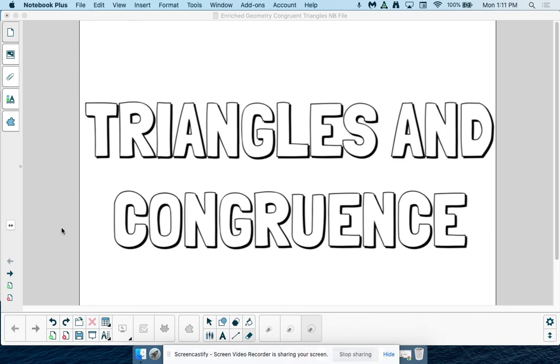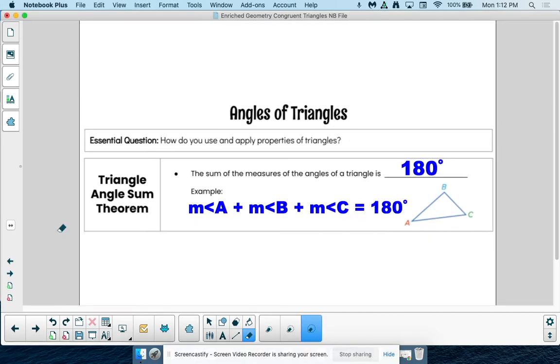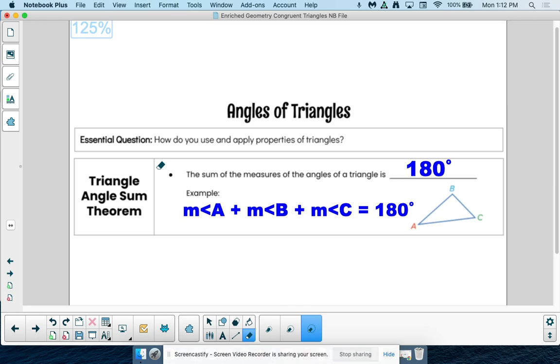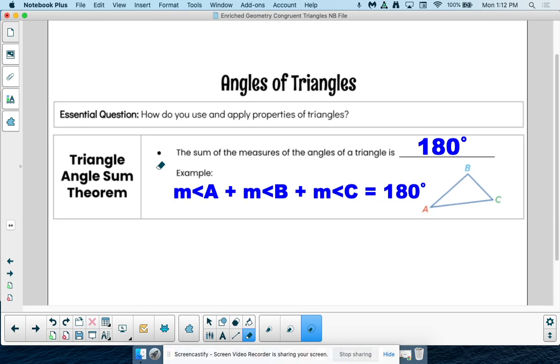But today's quite easy. You probably already know what today's about. We'll be talking about the angles of a triangle. What do the angles of a triangle have to add to? Do you guys know that? 180. Yeah, 180. I don't think this is anything like new for you.